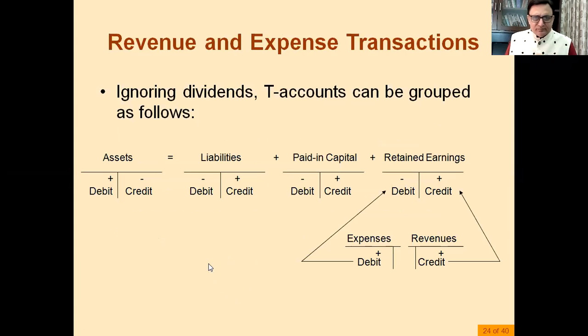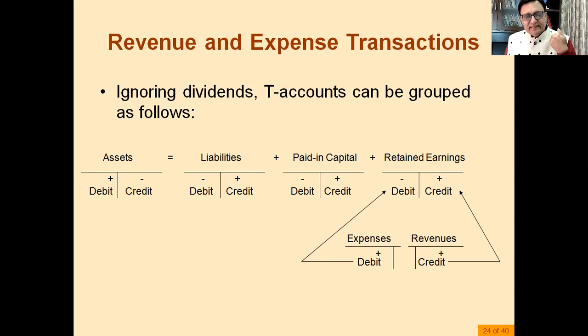Similarly, we have different kinds of revenue and expense transactions, which are related to our incomes, or to our expenses, or to our losses. As far as our accounting equation is concerned, our accounting equation is assets equal to liabilities plus paid up capital plus retained earnings. So if there is an increase in assets, it will be debited, and if there is a decrease in assets, it will be credited.